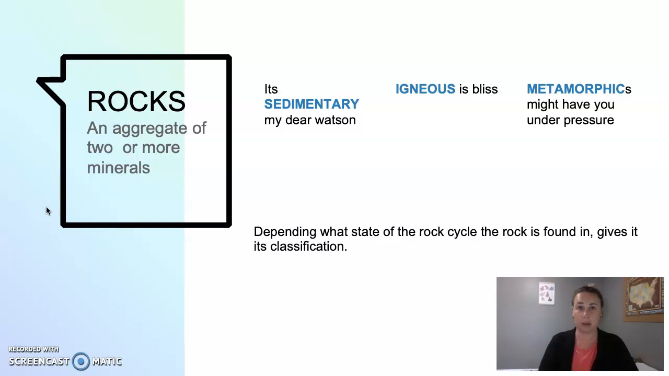And metamorphic rocks are a combination of both sedimentary and igneous rocks, and they form from existing rocks. So they take those sedimentary and igneous rocks and push them deep down into the earth. With pressure and temperature, they heat that rock up and change it into something different, which is a metamorphic rock. And depending on what stage of the rock cycle the rock is in is what gives it its classification.